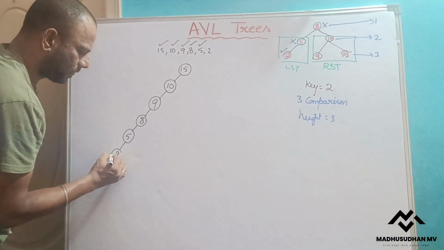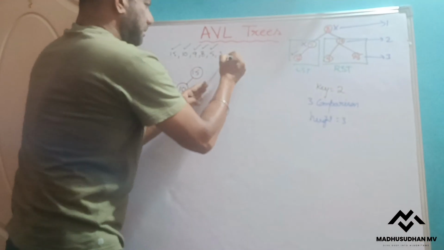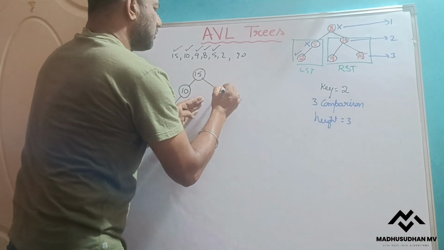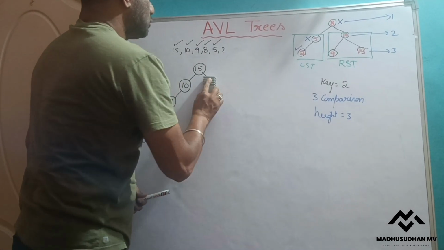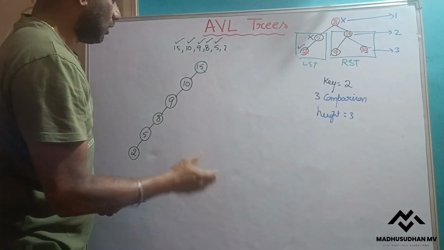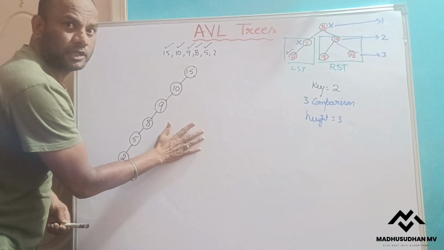Suppose any element is greater, I have to come here. For example, if there is 20, I have to insert 20 here. But in this example, we don't have that element, so I am not using it. Now this is the tree. Again, this is also a binary search tree.